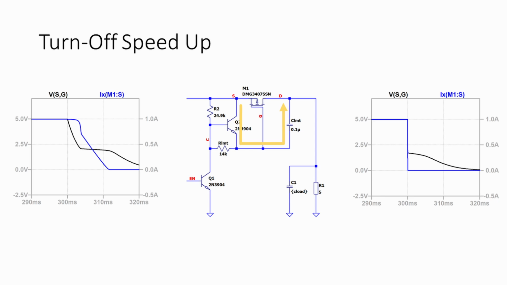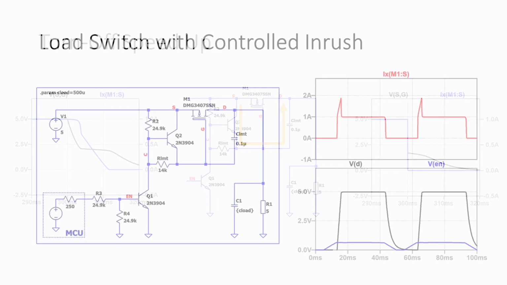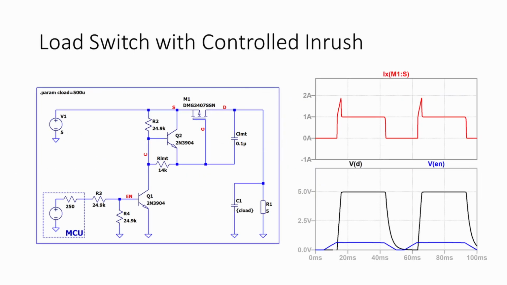Adding an NPN transistor between the source and gate of the load switch allows for a discharge path to form during turn-off, quickly discharging C limit. The before and after plots show the difference that this new BJT makes in the current flow at turn-off. Here's the final look at the controlled inrush load switch design, with waveforms for the drain voltage and FET current shown.